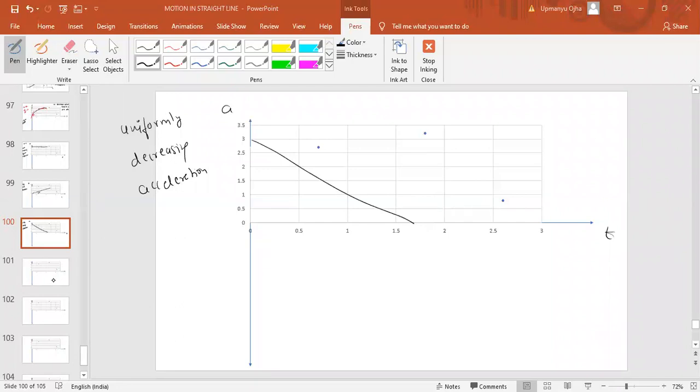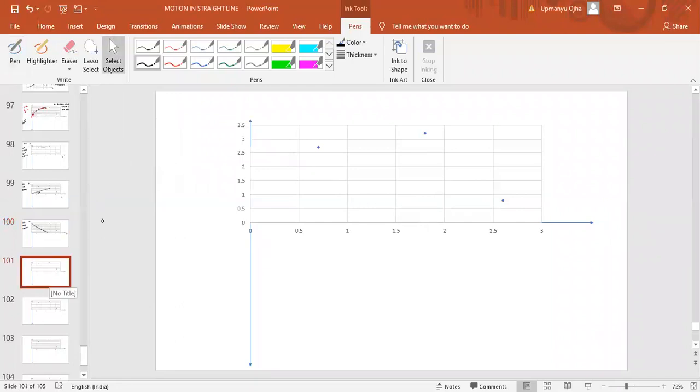Now there are some types of graphs which do not exist. Just tell me, in your NCERT book some types of graphs are given to us. Like if it is a velocity time graph like this, and if I draw the velocity time graph like this, see. Now can you tell me, is this type of graph possible? Why is it not possible? Can you give me the reason for that?